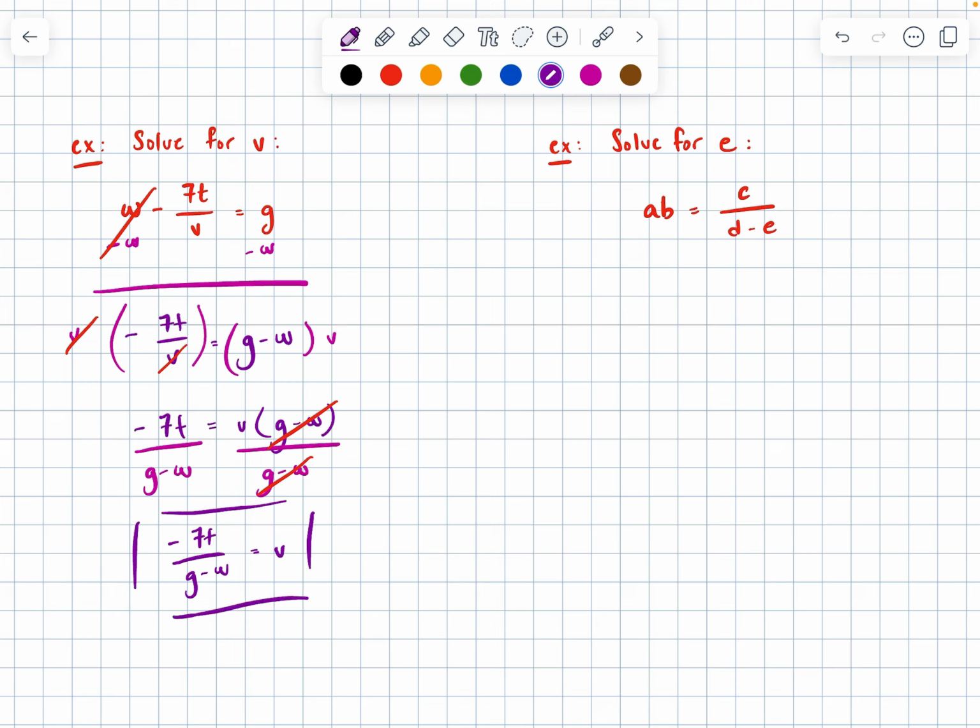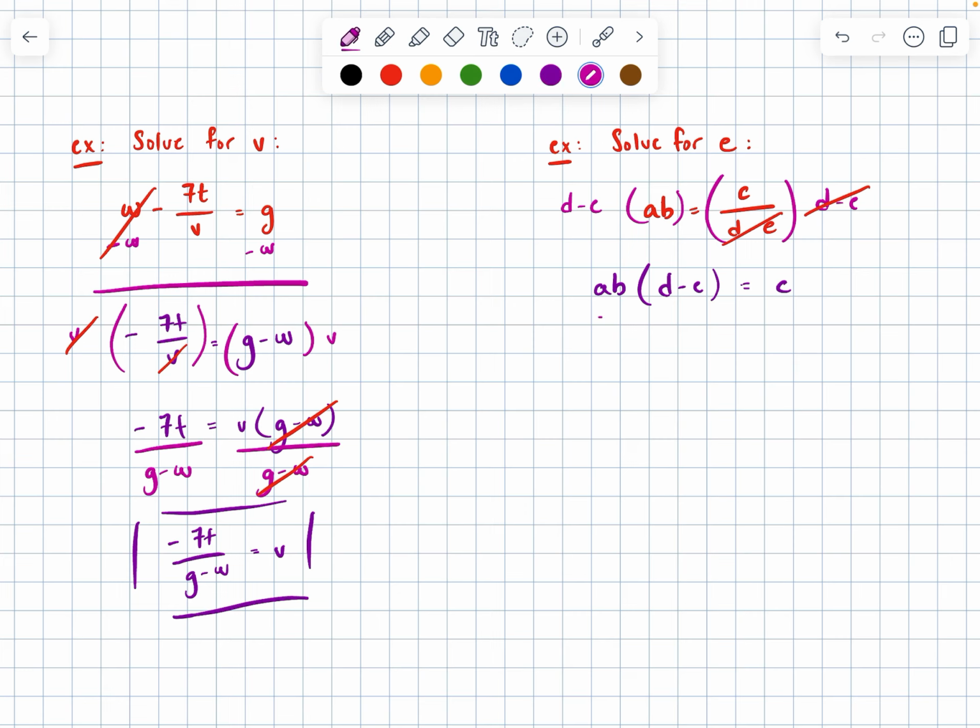Cool. And then finally, ab equals c over d minus e. Same idea as before. I'm trying to get this e out of the denominator. Let's multiply both sides by that denominator to accomplish our goal. So on the left, I've got ab being multiplied by that d minus e. And on the right side, well, I've got d minus e divided by d minus e. That just leaves me with the c.